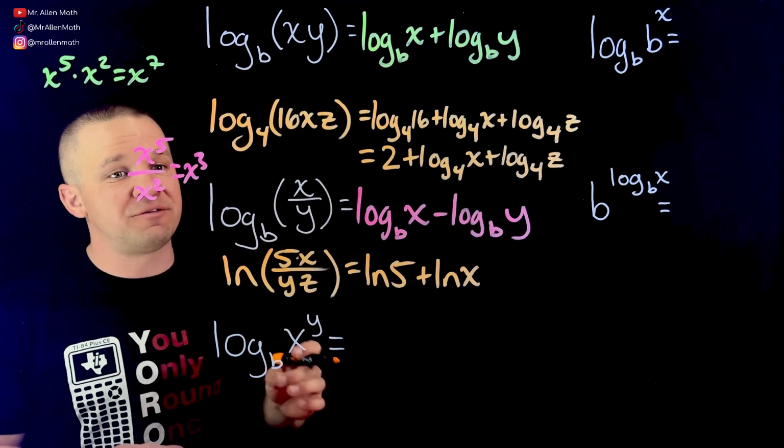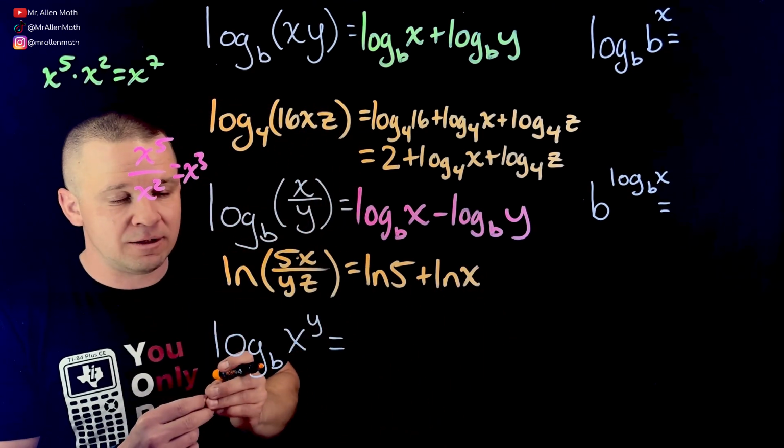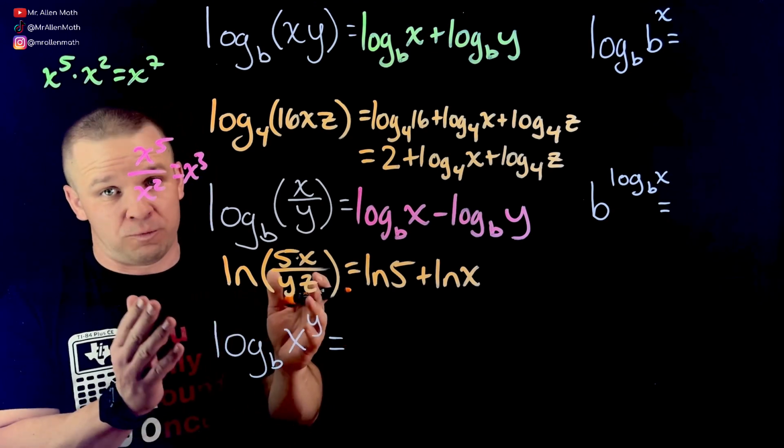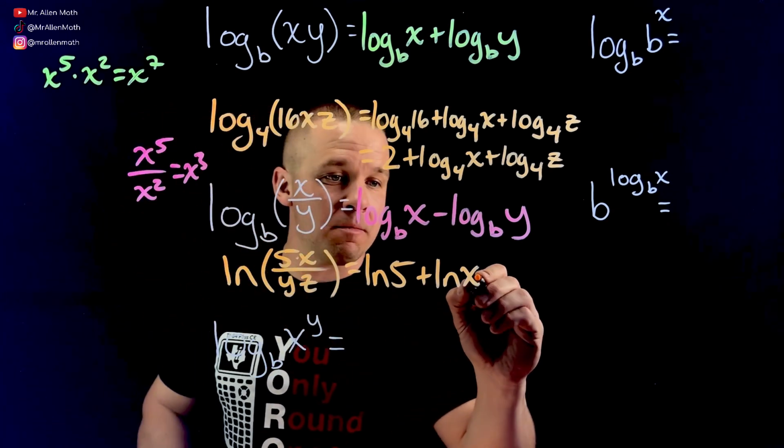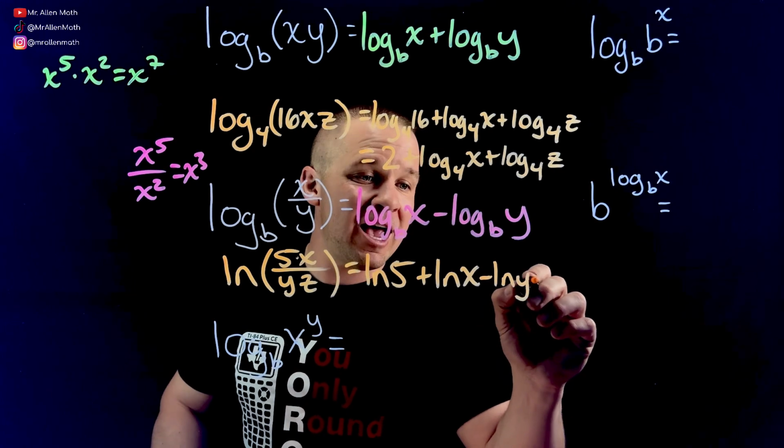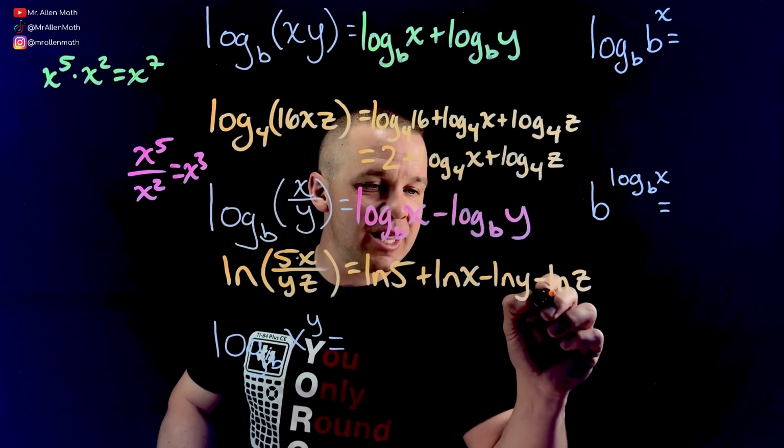Now we're dividing. I'm dividing by y, and I'm dividing by z, right? Regardless if y or z is there, they're both being divided by those two, right? So it's going to be minus natural log of y and minus natural log of z. That's a tricky part right there.